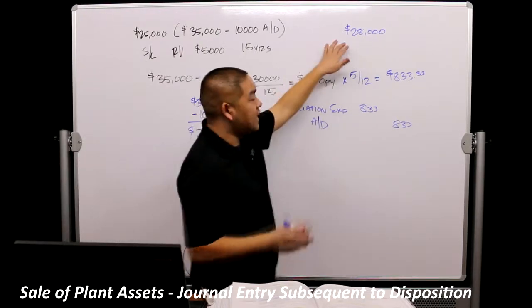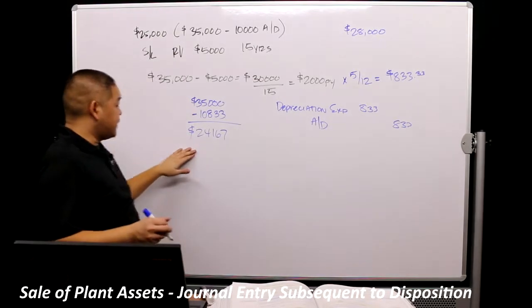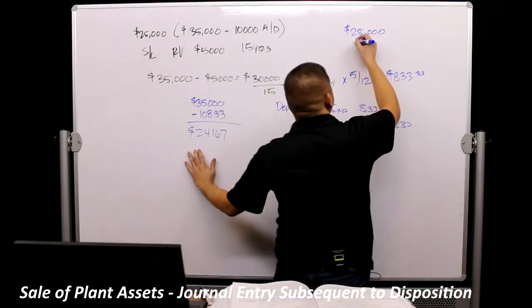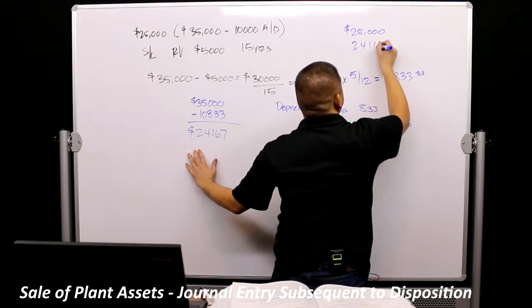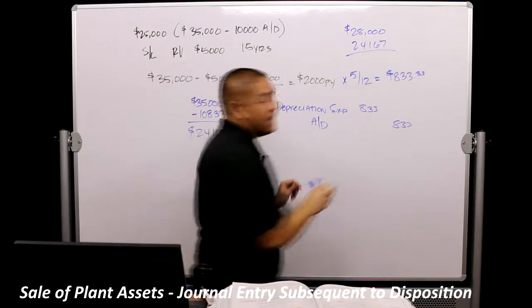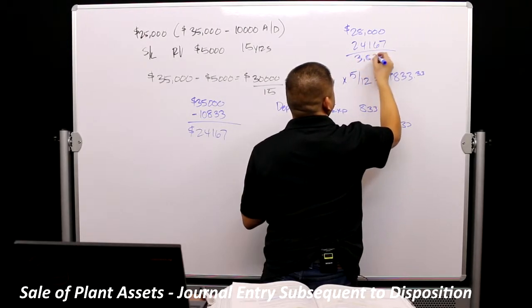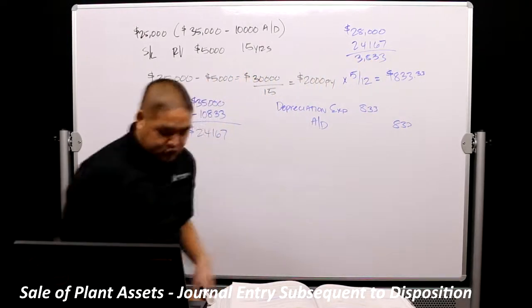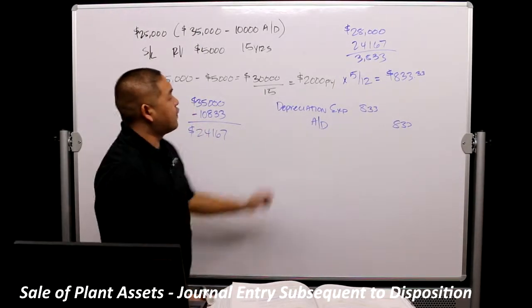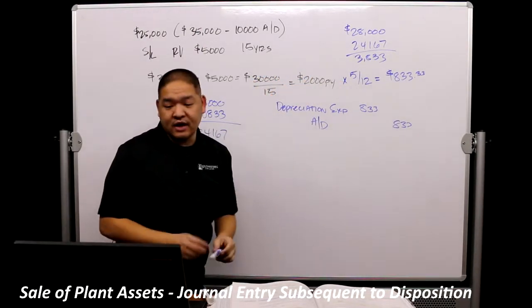And so now we calculate the gain or loss on this equipment. Well, I sold it for $28,000. In my books, it's at $24,167, which means I have a gain of $3,833. So I sold it for more than what it's worth in my books. Therefore, I booked a gain of $3,833.